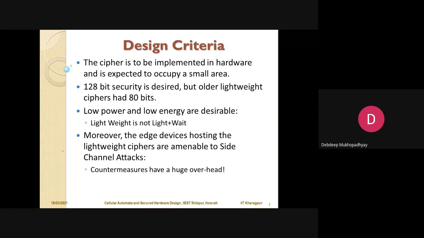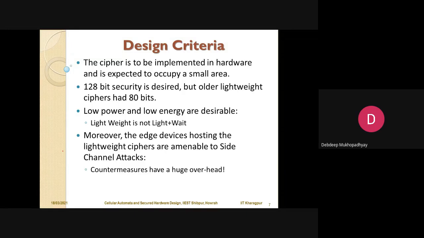So some of the design criteria which are widely accepted is that you need to develop a cipher which is implementable in hardware and is expected to compute in a small area requirement. Previously people thought that lightweight block ciphers will work with 80 bits. Nowadays, 128-bit security is desired. They should operate on low power and low energy. Both of them are desirable.